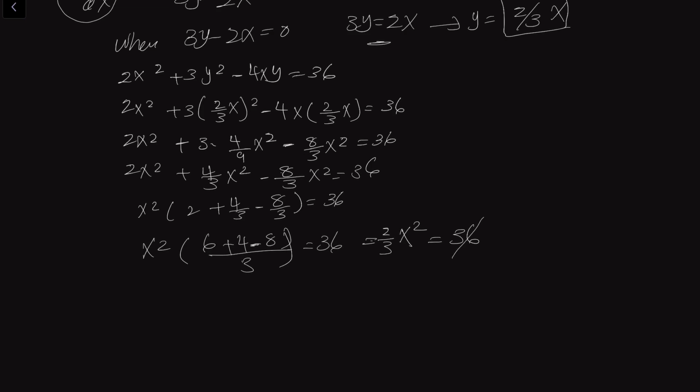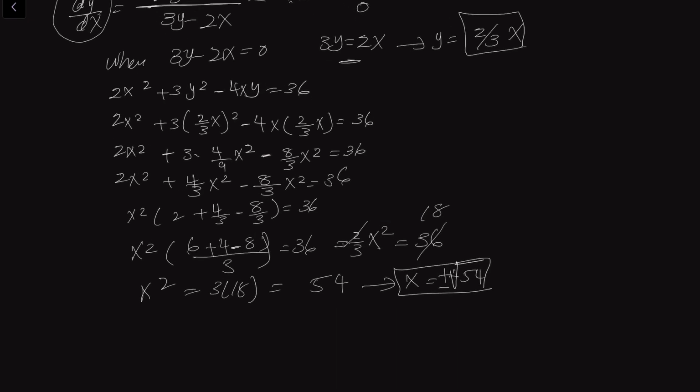Divide, so that will be 18. So x squared equals 3 times 18, 54. So x will be plus or minus the square root of 54. Okay, plus or minus the square root of 54.